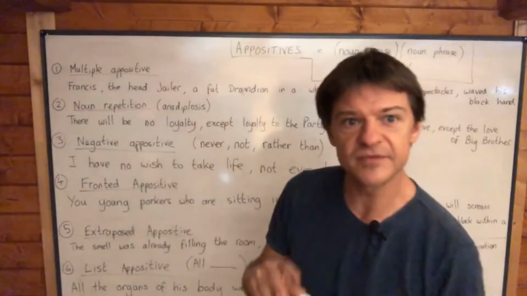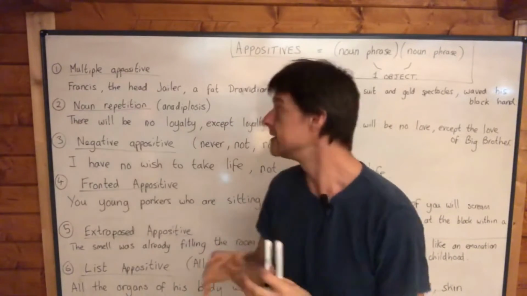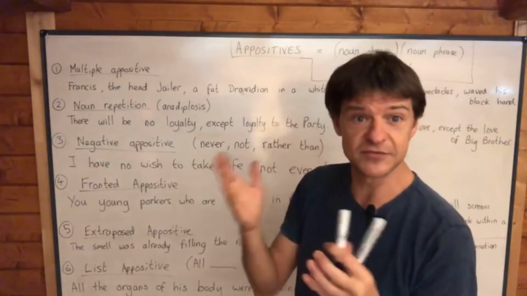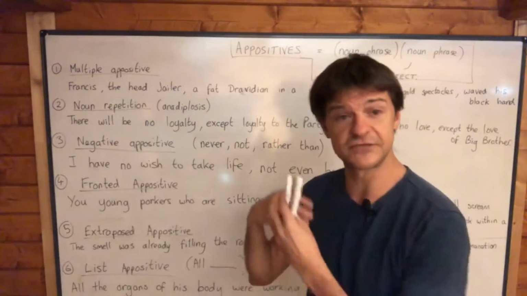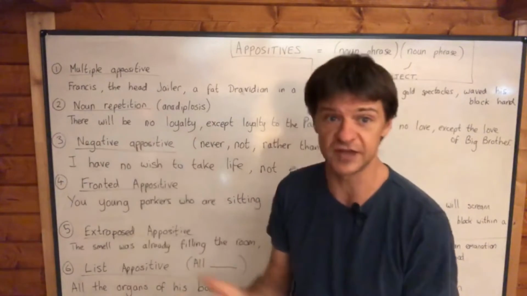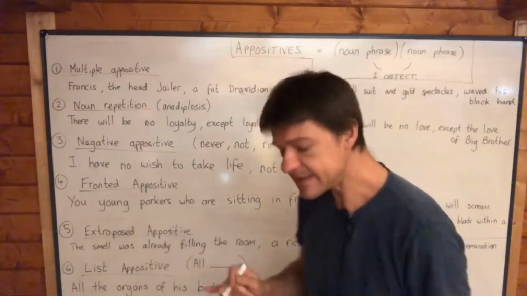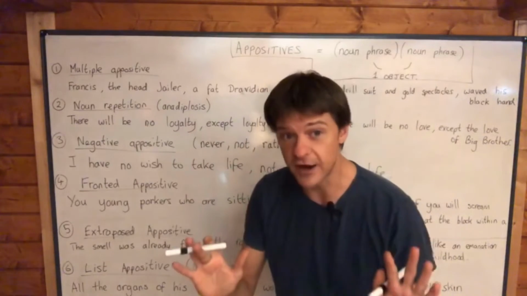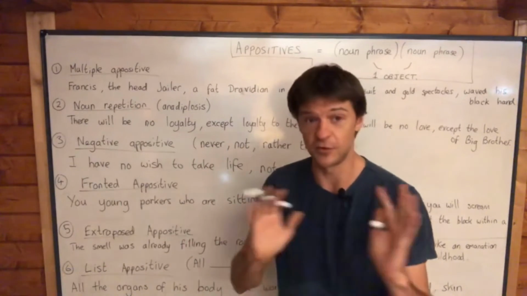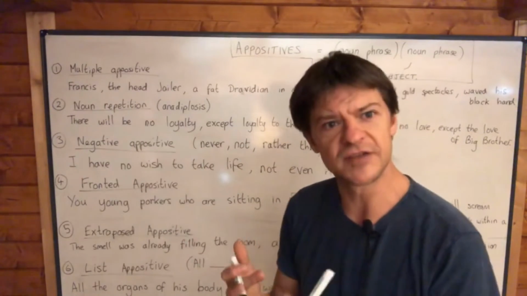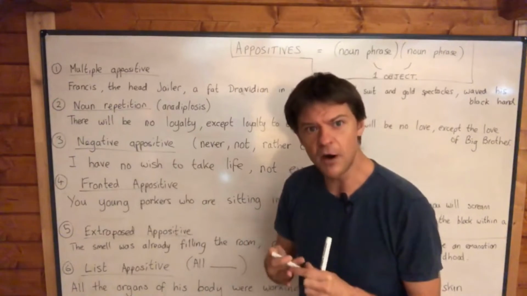So let's look at some of the different ways that George Orwell uses appositives in several of his books. But I want to make it clear that all writers use appositives, all of them. And so if you're not using them, you want to ask yourself why.